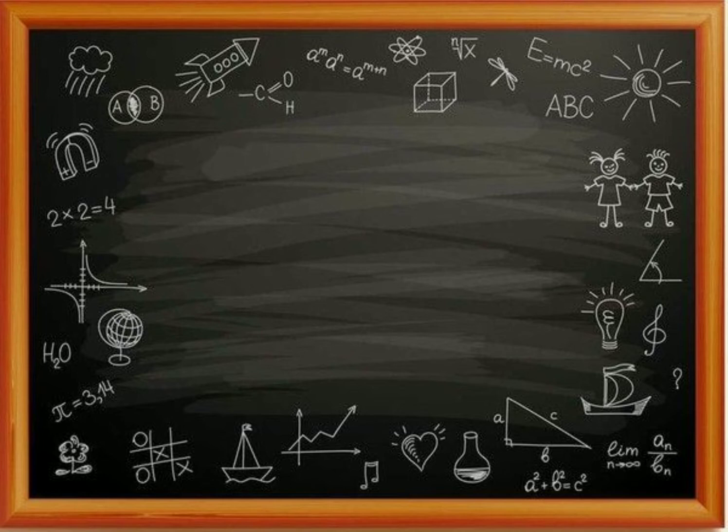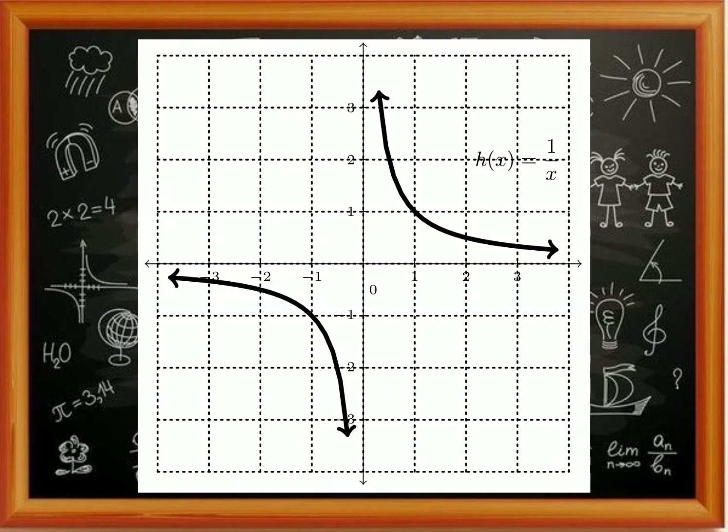For the third example, consider the graph of the function h of x equals 1 over x. In the graph below, is the function continuous at x equals 0? The answer is no. If we trace the graph from the left of x equals 0 going to the right of x equals 0, we can see that they have different directions. To the left of x equals 0, the function values go downward indefinitely, while to the right of x equals 0, the function values go upward indefinitely.